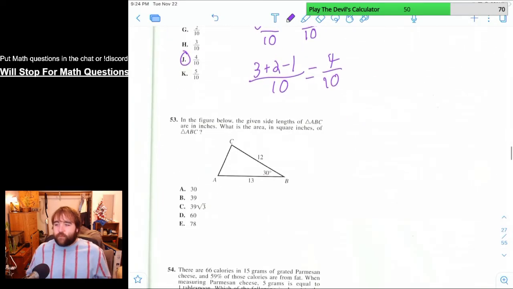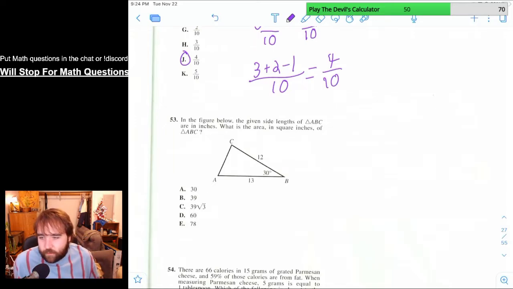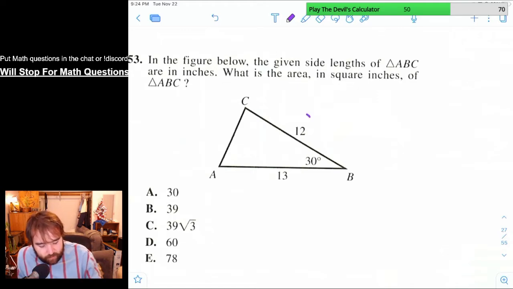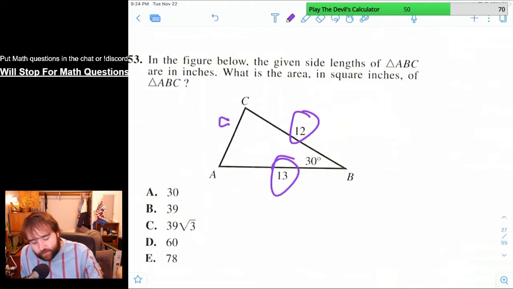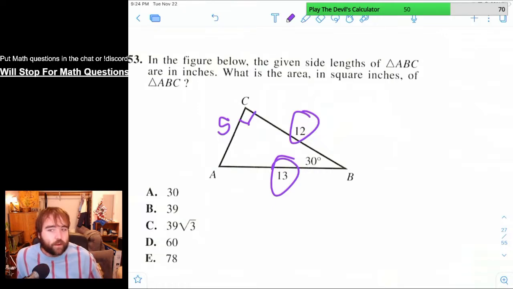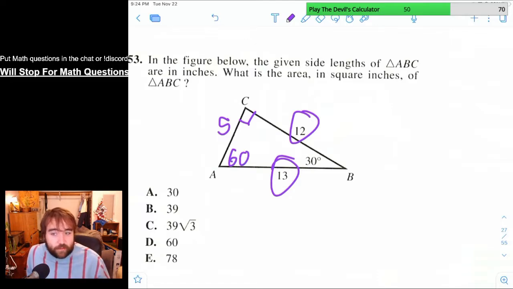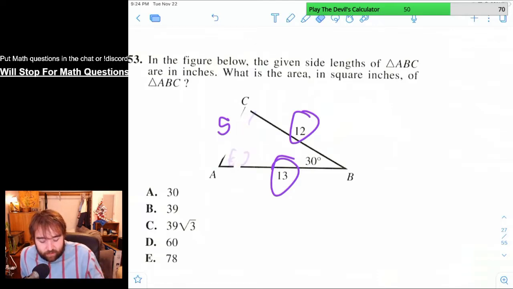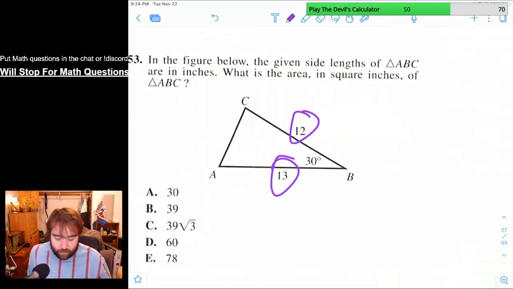All right, 53. In the figure below, what is the area? All right, so things you might be tempted to do. You might be tempted to say, 12, 13, so it's a 5, 12, 13. But they don't tell us that this is a right triangle. And if it would be a right triangle, it'd be a 30, 60, 90. And 30, 60, 90s don't have that side relationship. So that actually tells us for sure that it's not a 30, 60, 90 triangle.